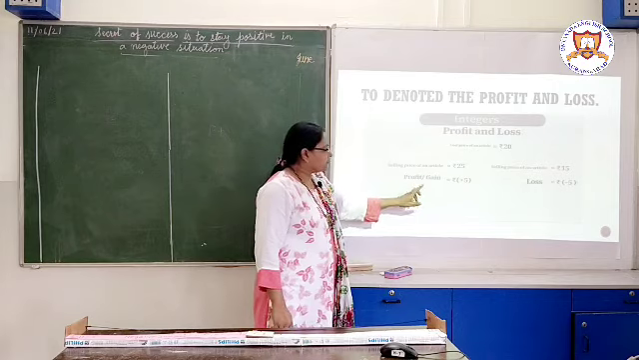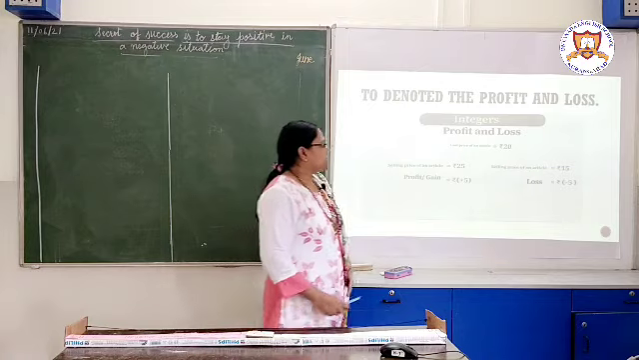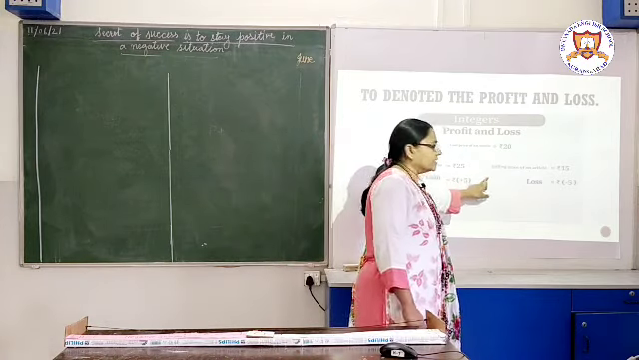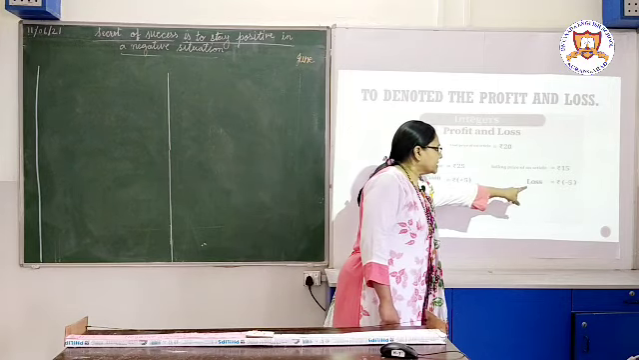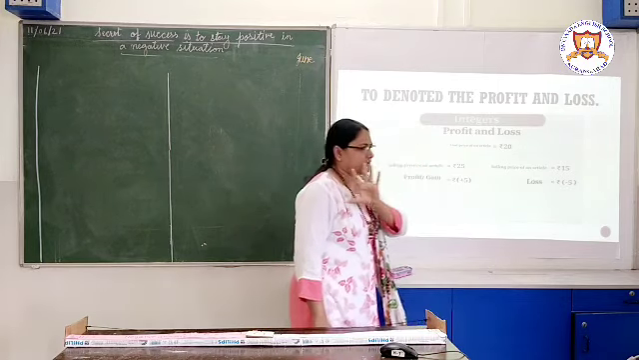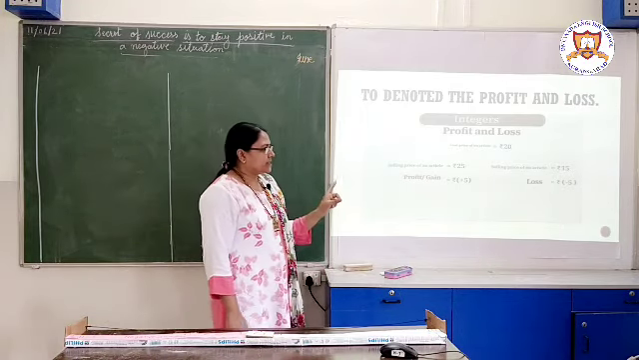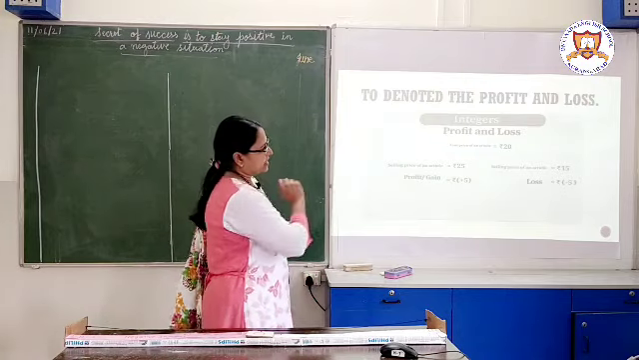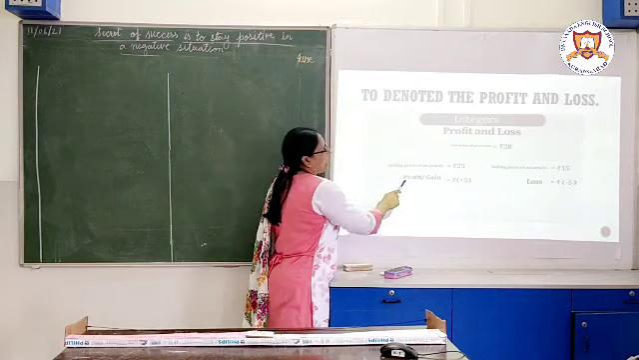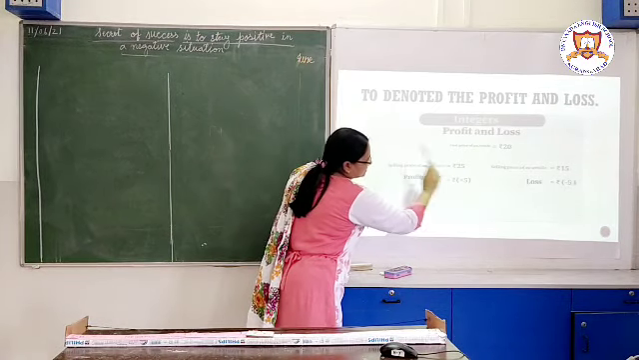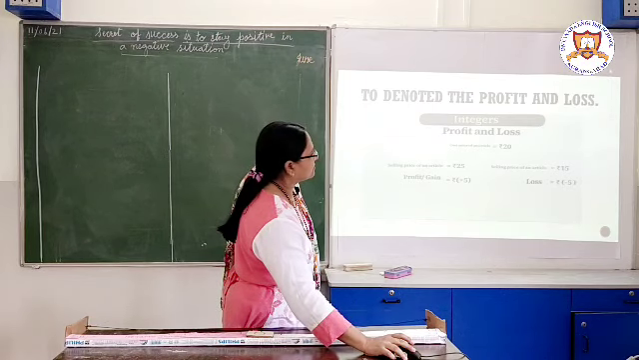So the profit we show by a positive integer, and if the selling price of an article is rupees 15, then we have a loss of rupees negative 5. That means a 5 rupees loss is here. That's why we show that loss by a negative sign, so we write negative 5. So positive 5 represents the profit and negative 5 represents the loss.